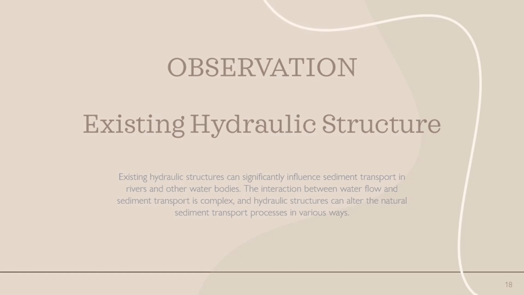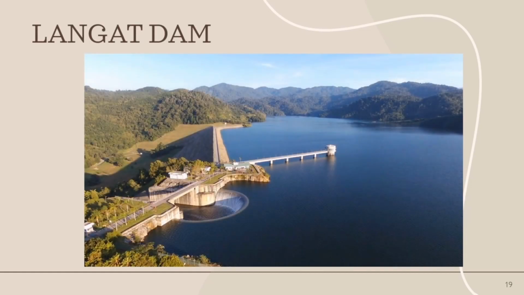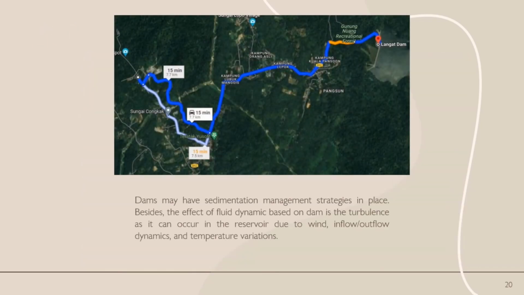The first one that we observe is the Langat Dam. Langat Dam is within 7 km of the site of Sungai Congkak that we chose. We can observe that Langat Dam, as a dam, often intercepts sediment transport by the river. The dynamics of sedimentation within the reservoir can impact the dam's efficiency, water quality and long-term stability. Dams may have sedimentation management strategies in place.